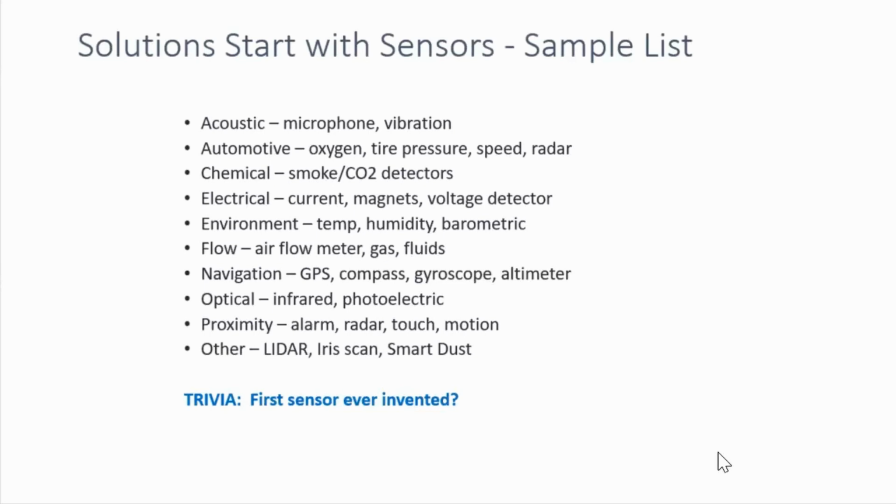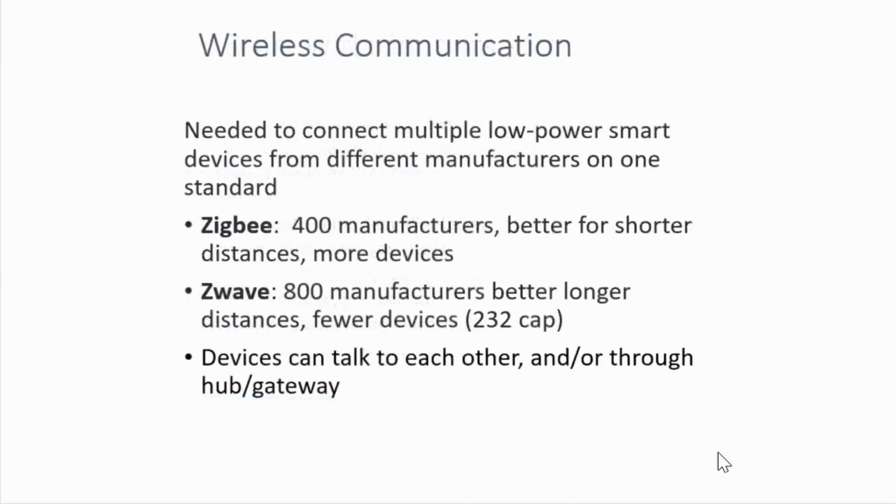Anyone? Thermometer? Yes. Do you know what year it was, for bonus? What year was the thermometer? I asked, what was the first sensor invented? And he said thermometer, which is correct, but what was the year? It was 1603, by Galileo. So anyway, I thought that was cool. So sensors have been around a long time. And obviously, we continue to create and invent new sensors.